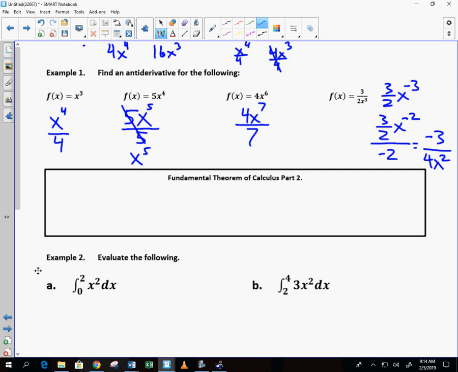So watch what happens. You can always check your answer by taking the derivative. What's the derivative of x to the fourth? Well, it's 4x to the third, and I have it divided by 4. Those cancel, and I get x to the third.